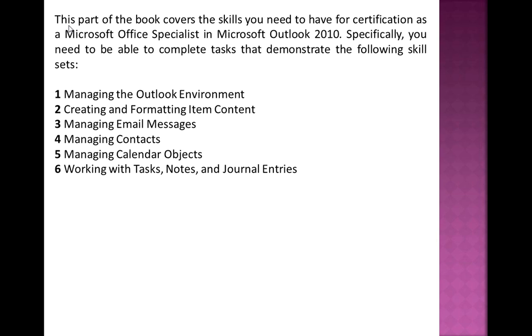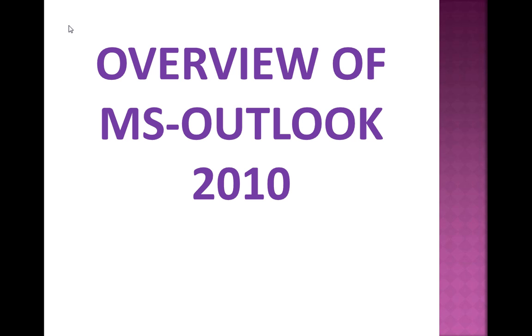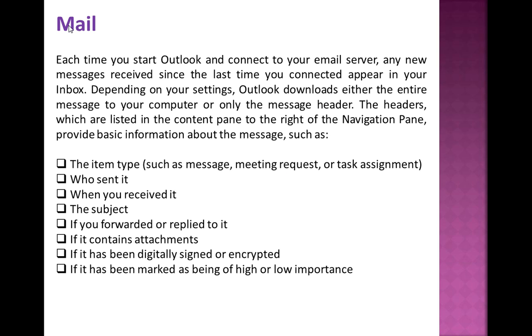Then the last one is how to work with tasks, notes and journal entries. So these are the 6 chapters that I am going to cover in Microsoft Outlook 2010. Today I am going to cover the first and second chapters, that is, managing the Outlook environment and creating and formatting item contents. But before this, let's take a quick overview or review of Outlook 2010.